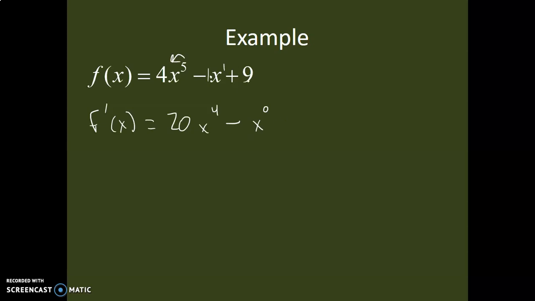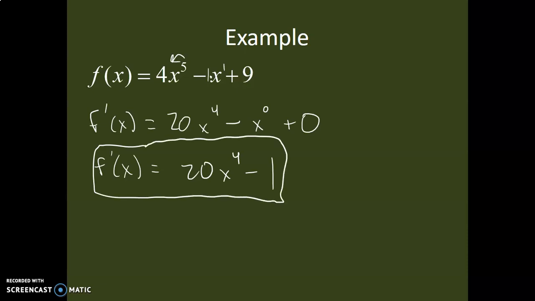And then the derivative of a constant is 0. So my derivative here would be 20x to the 4th minus 1. Anything to the 0 power is 1. All right, now let's back up a little bit and explain piece by piece what I did.